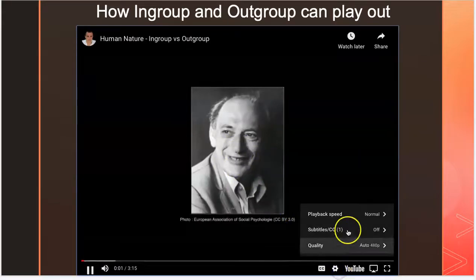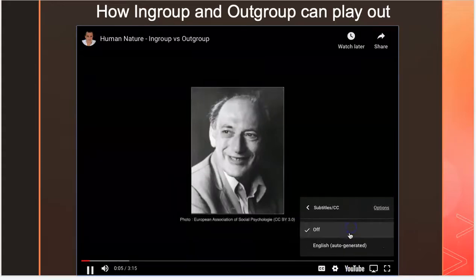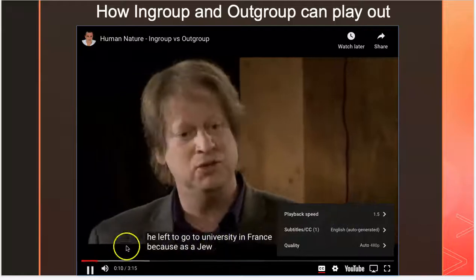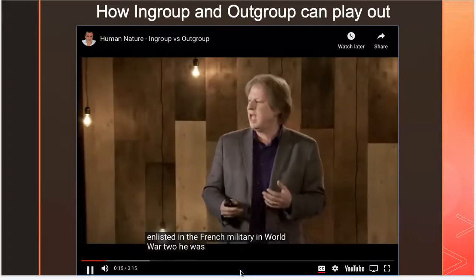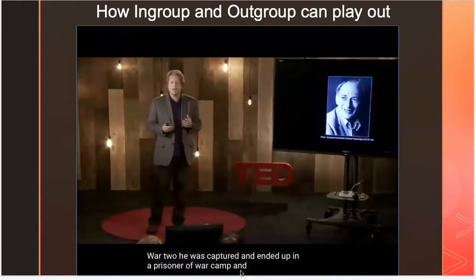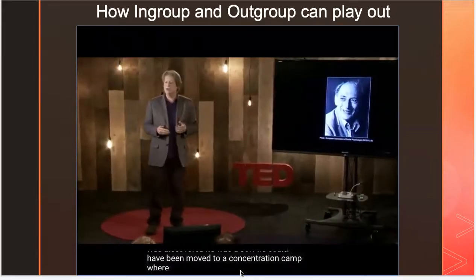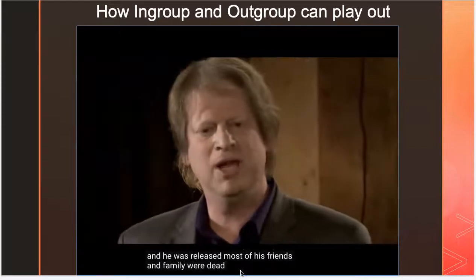And this was part of the research of the great social psychologist Henri Tajfel. Tajfel was born in Poland in 1919. He had to go to university in France because as a Jew, he couldn't go to university in Poland. And then he enlisted in the French military in World War II. He was captured and ended up in a prisoner of war camp. And it was a terrifying time for him because it was discovered he was a Jew. He could have been moved to a concentration camp where he most likely would not have survived. And in fact, when the war ended and he was released, most of his friends and family were dead.